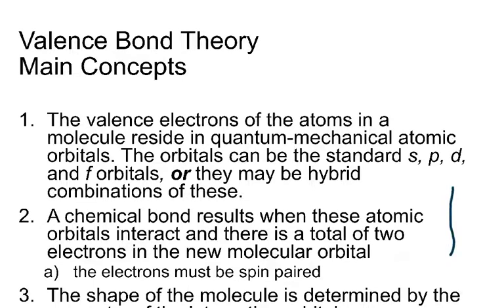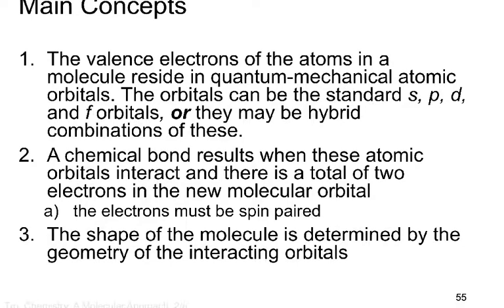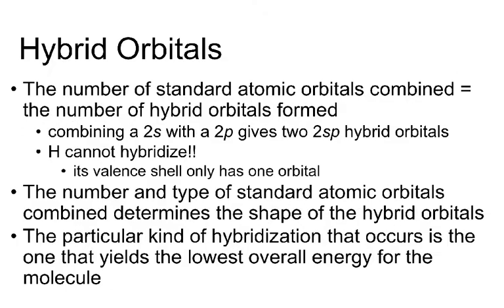So the concepts here for valence bond theory: the valence electrons reside in their quantum mechanical atomic orbitals that we've talked about. They can be the s, p, d, and f orbitals, or we can mix those together to form hybrids. A chemical bond is going to result when those atomic orbitals interact to get 2 electrons in this new molecular orbital. And the shape is going to be determined by the geometry of the interacting orbitals.